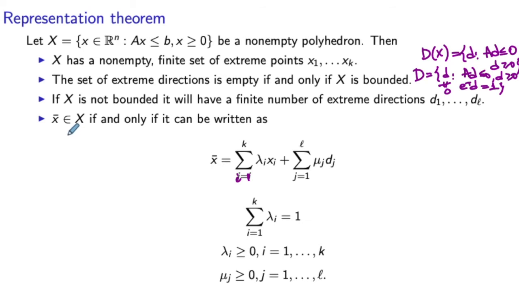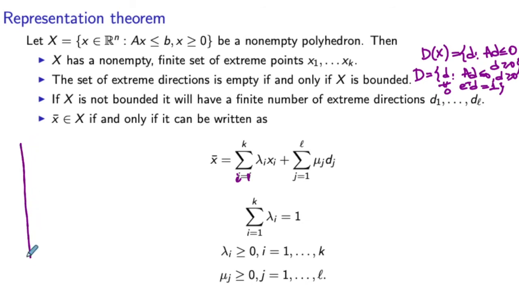And to establish the other direction, we need to show that if X bar is in the set X capital, then it can be written as this combination here. Alright, so for this we will just sketch the proof and skip the details, but I'm going to give the idea of how the proof proceeds.